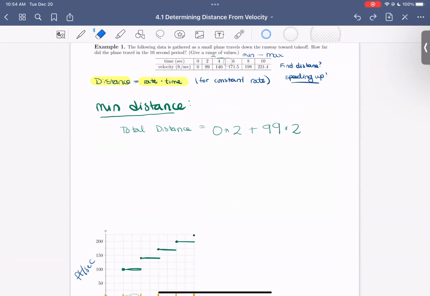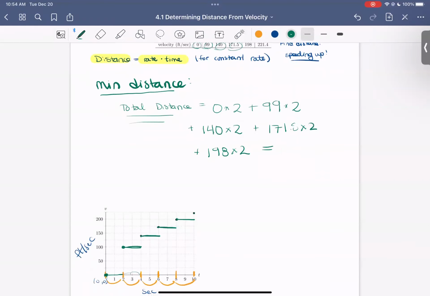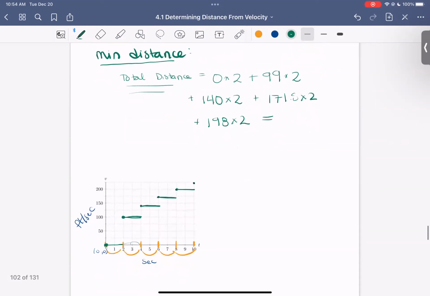Let's clean this up a little bit. And our next interval would be from 4 to 6. So the smallest velocity would be 140 times 2 seconds plus 171.5 times 2 seconds plus 198 times 2 seconds. So this is what's going to give us a minimum total distance. So assuming the plane went at constant speed, the smallest it could go on that interval, meaning using that lower endpoint, we find a minimum distance. If we compute this in our calculator, we get a total minimum distance of about 1,217 feet.